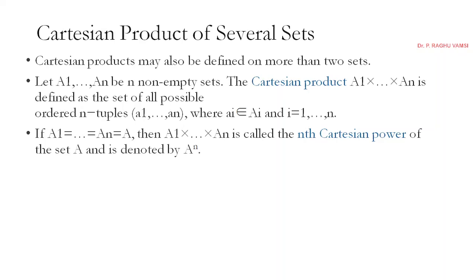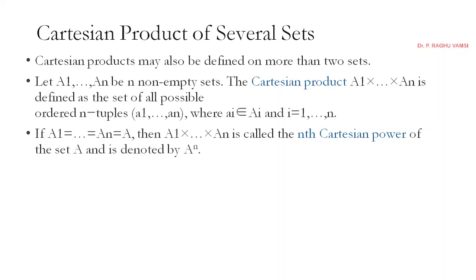That is, Cartesian product may also be defined on more than 2 sets. Here so far we have seen S and T, which are 2 sets. But we can also perform the Cartesian product on multiple sets like A cross B cross C cross D, like that. Let A1, A2, and so on, An be the n non-empty sets. The Cartesian product A1 cross A2 cross and so on cross An is defined as the set of all possible ordered n-tuples (a1, a2, a3, and so on, an), where ai belongs to capital Ai and i is 1 to n.